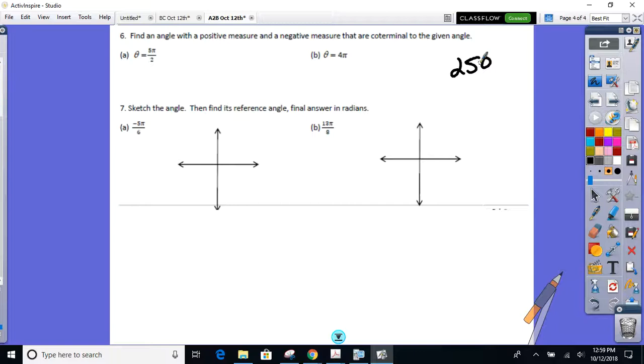What did we go over at the very beginning of class today? 360 is the same as 2 pi. So instead of adding and subtracting 360, when it's in radians, I'm going to add and subtract 2 pi. Okay? And we need to come up with one positive and one negative measure right now.